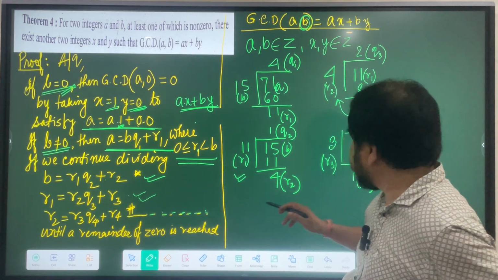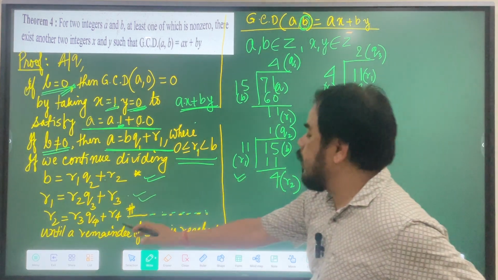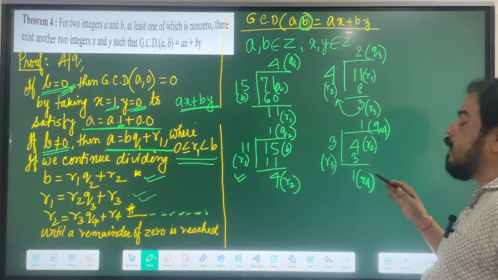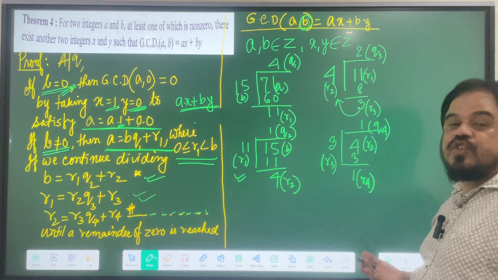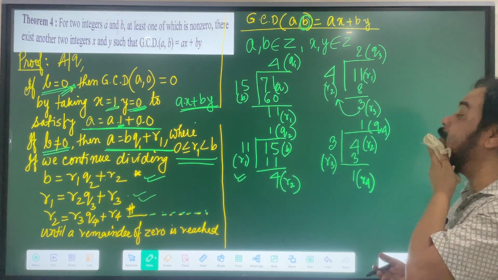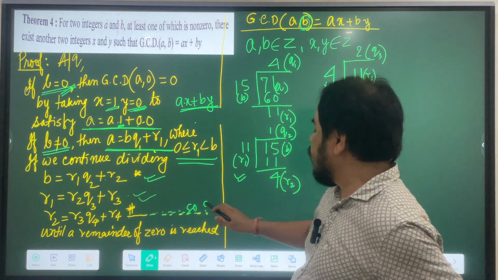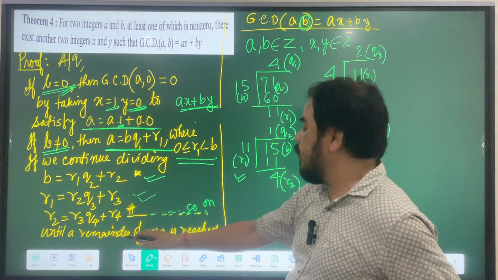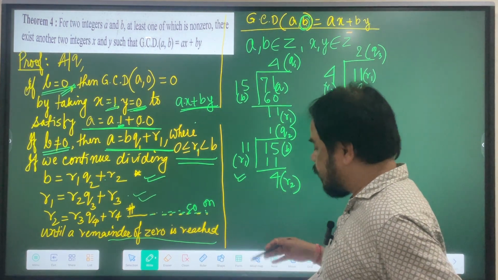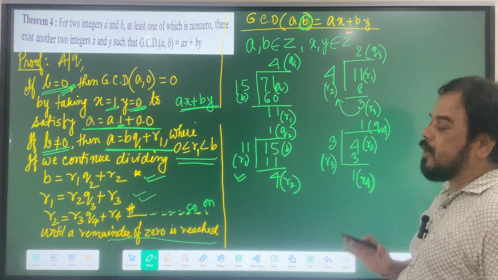Like this we can go on dividing until a remainder of 0 is reached. We will go on dividing till we get remainder 0. That is called the GCD, or HCF in common language. So like this we will go on. We will go on dividing until a remainder of 0 is reached. I hope you understand this sentence, because five minutes ago I explained how to get a remainder 0 and which will be the GCD.